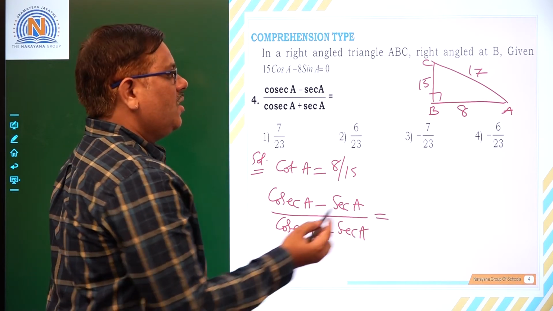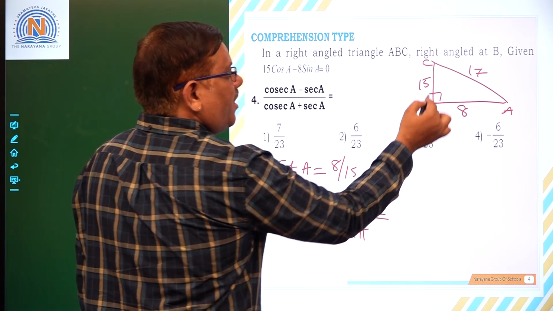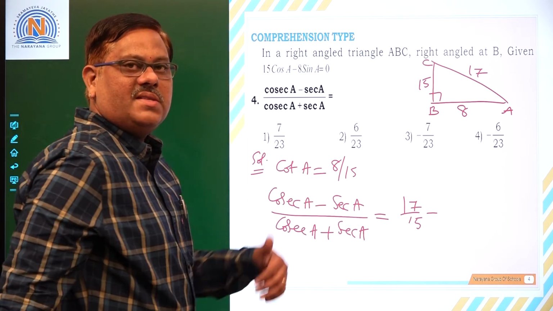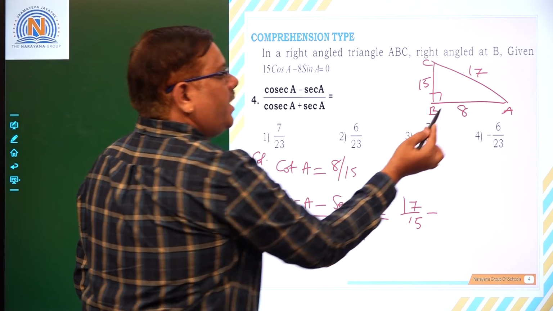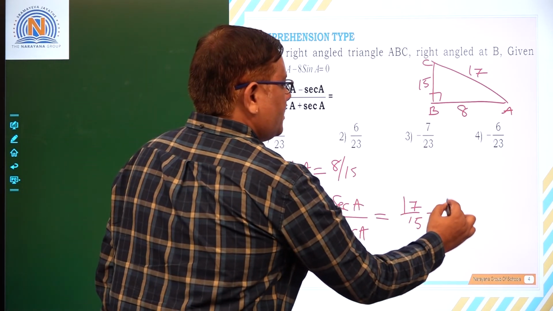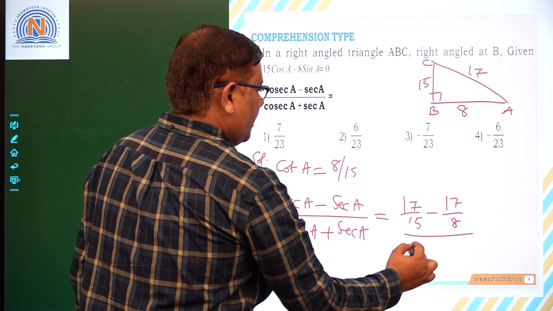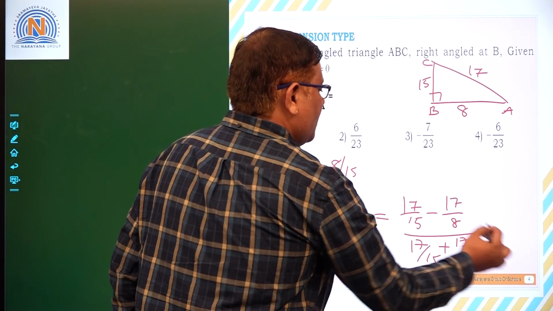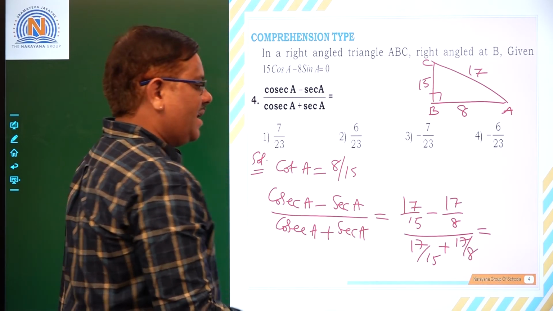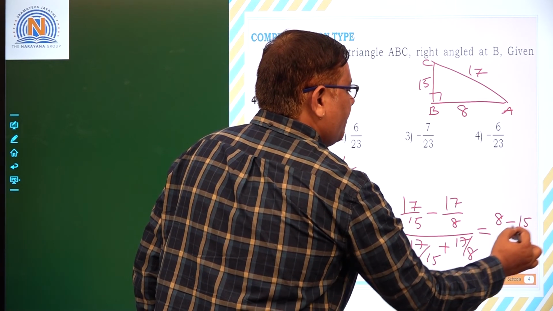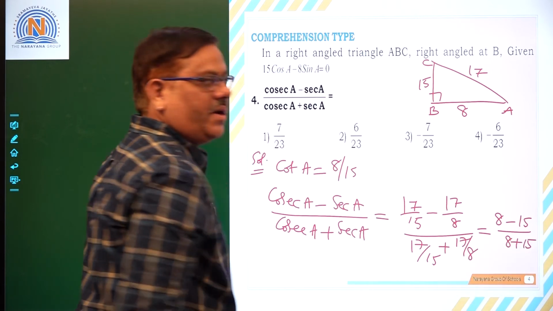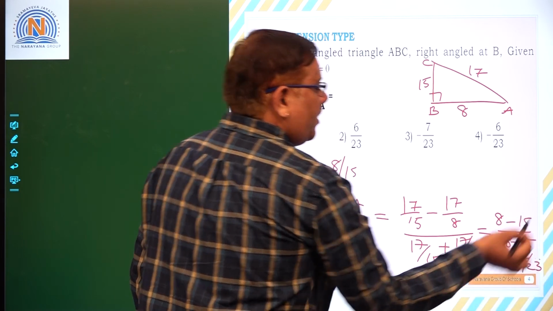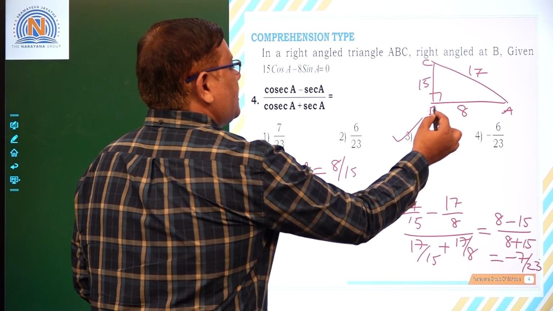What is cosecant A for us? Cosecant is defined as hypotenuse by opposite side to A, that is 17 upon 15, minus secant A. How do you define secant A? Secant A is defined as hypotenuse by adjacent side to A, that is 17 upon 8, upon 17 upon 15 plus 17 upon 8. If you simplify further, 17 in numerator, 17 in denominator, you can cancel them. Now we are left with (8 minus 15) by (8 plus 15). Find out the LCM, then you can simplify in this way. That is minus 7 upon 23. Minus 7 by 23 is the right answer. That is the third option.